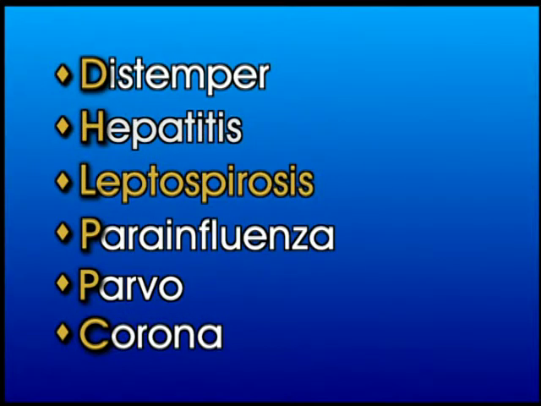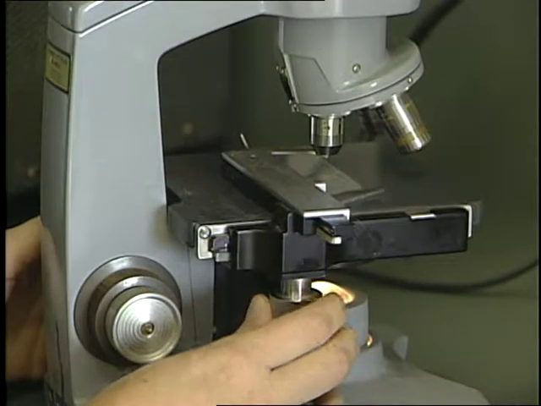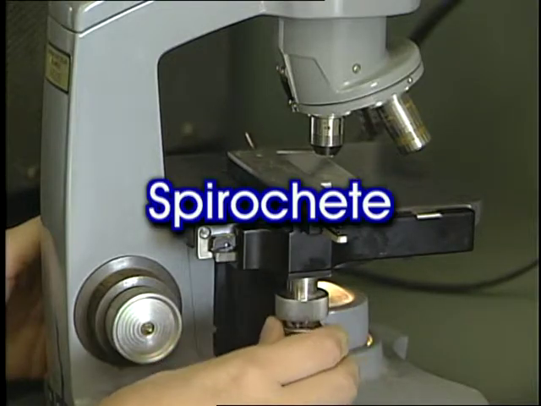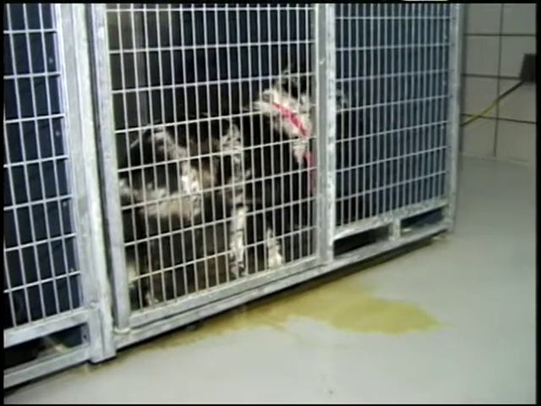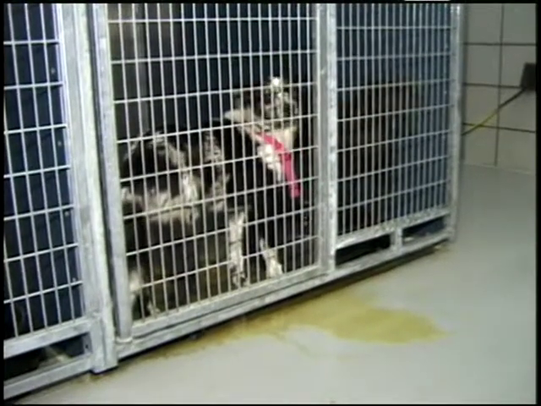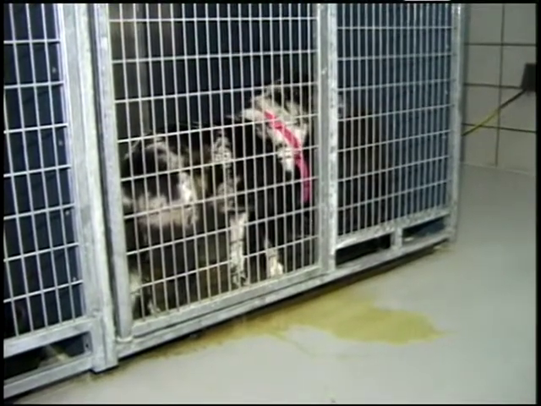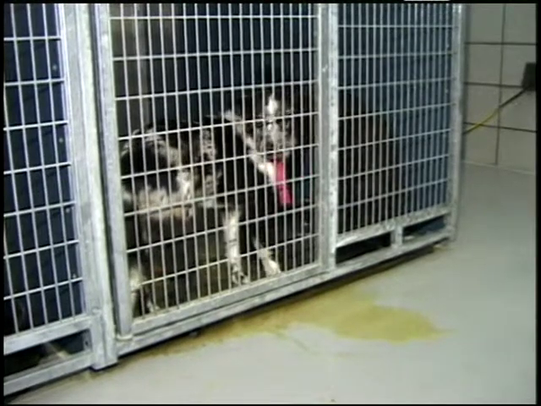The L represents leptospirosis, or lepto. This is not a virus, but a microscopic corkscrew-appearing bacteria called a spirochete. This organism is spread primarily through the urine of animals, and it too attacks the kidneys and liver, with often fatal results.